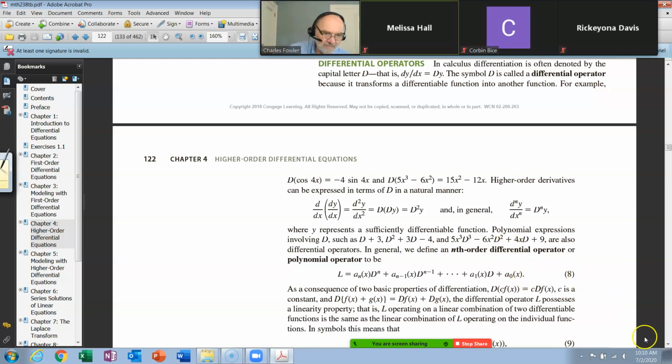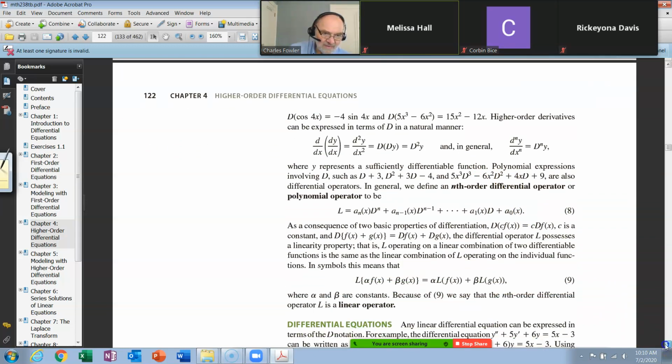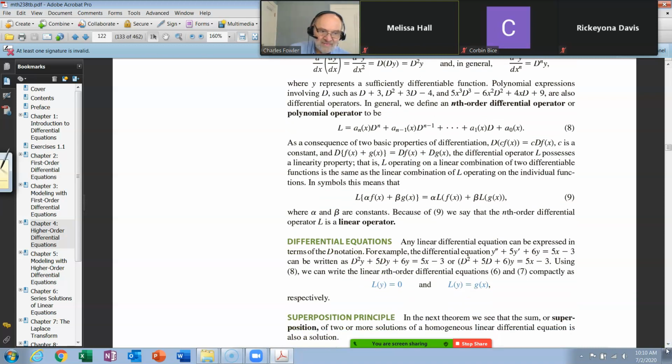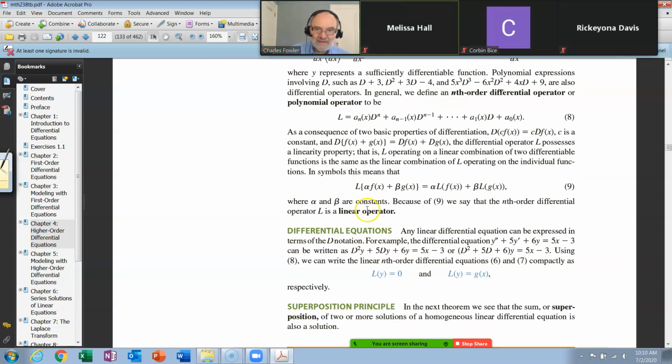Okay, so let's scroll on down, and this is the summary of what they were just saying. If you have L operating on a constant alpha times a function f plus another constant beta times a different function g, as long as all these functions are differentiable, and L is your differential operator, the linear combination of those differential operators, then you can pull the alpha outside of the L and just have alpha times L operating on f plus beta times L operating on g.